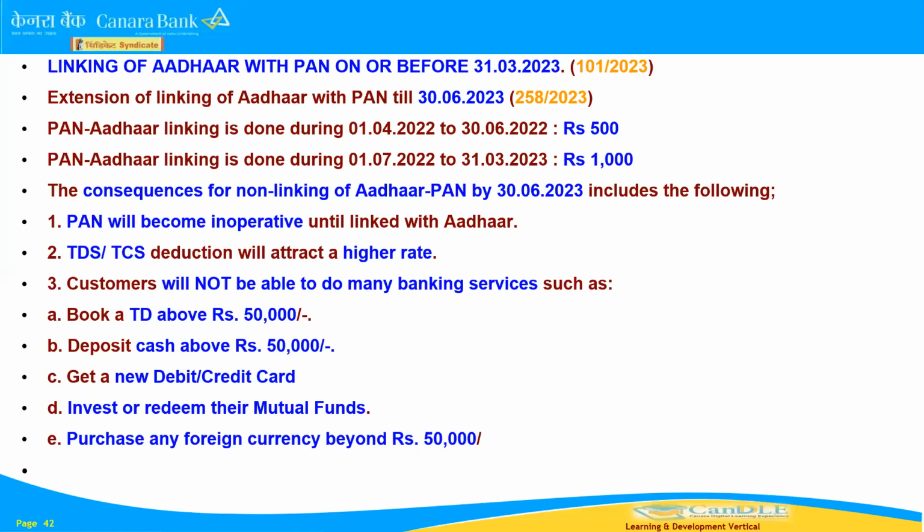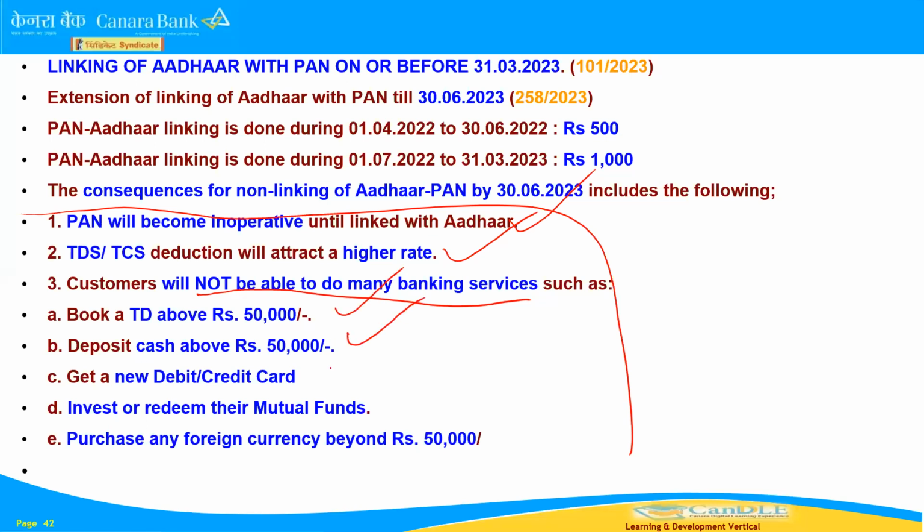If customers have not linked their Aadhaar to their PAN, now you should know what the consequences are. Consequences are important, not the penalty. PAN will become inoperative. First, your PAN card will become inoperative. TDS will attract a higher rate, not 10%, 20%. They may charge you 30%. Customer will not be able to do any banking services. What type of services? Term deposit above 50,000 he cannot do. Cash above 50,000 he cannot do. He cannot get a debit card or credit card. He cannot invest in mutual funds. Purchase of any foreign currency beyond 50,000.